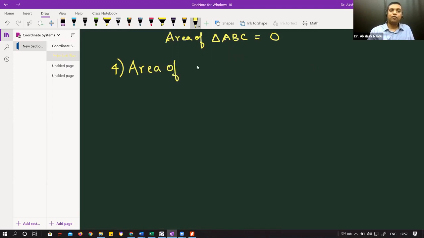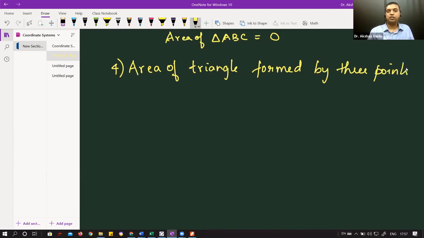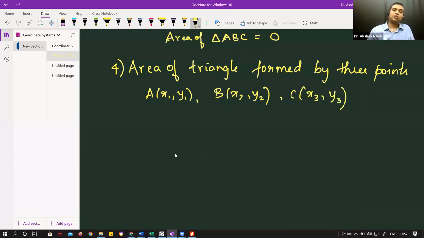Area of a triangle formed by 3 points A (x1, y1), B (x2, y2), and C (x3, y3). Okay, how to find the area?